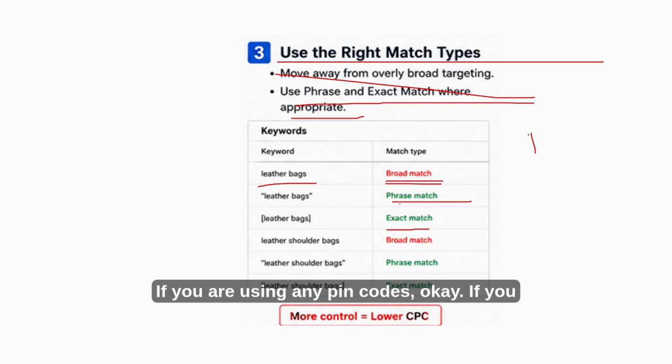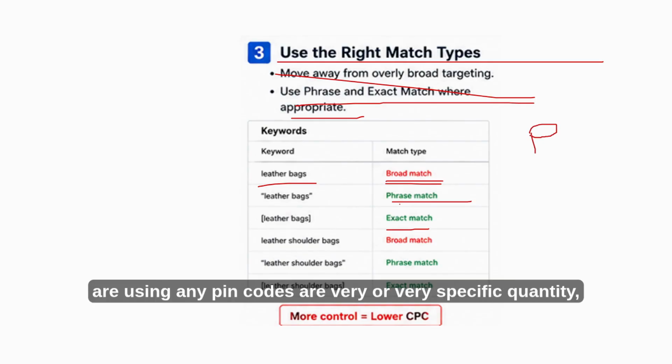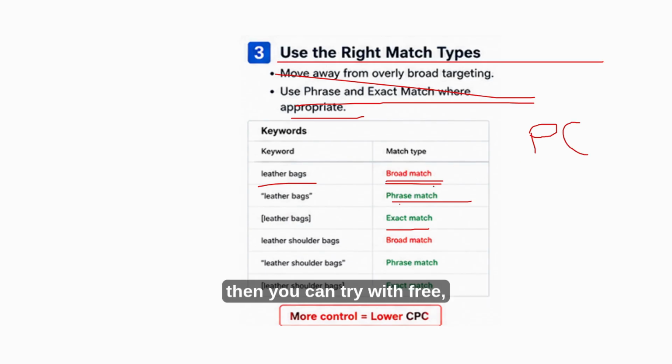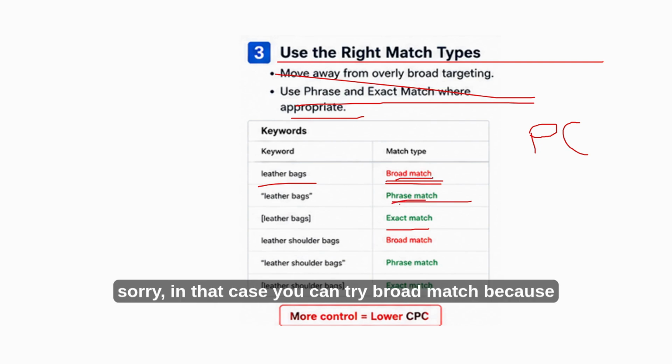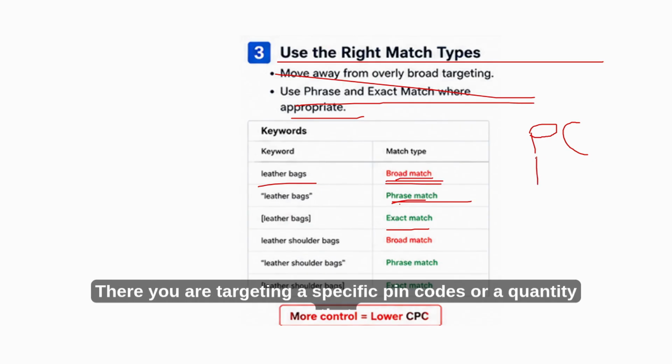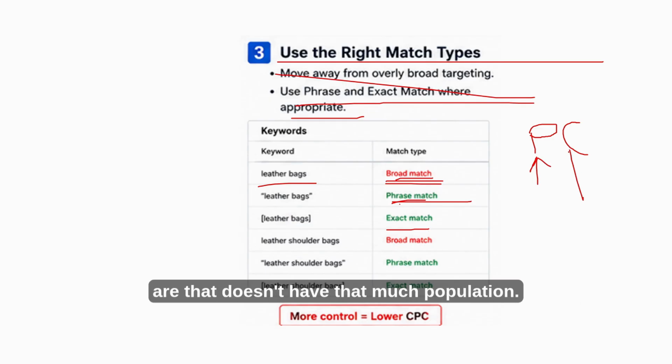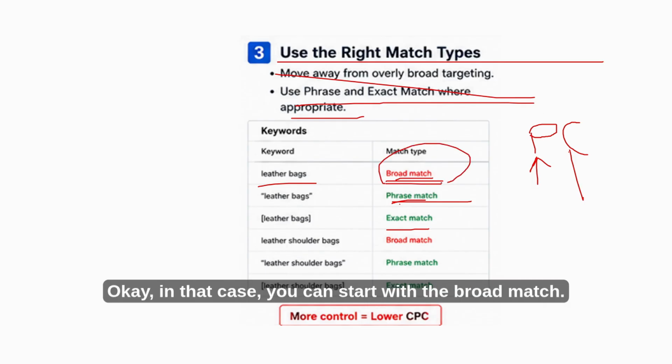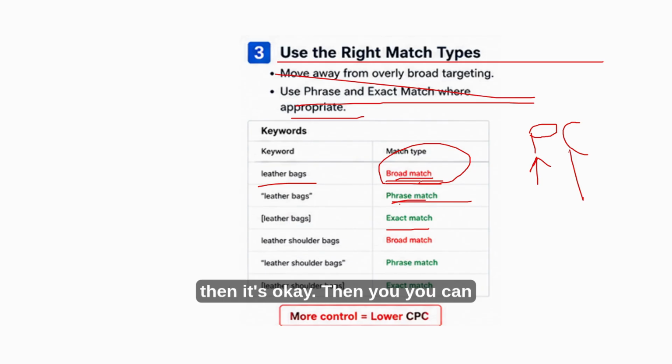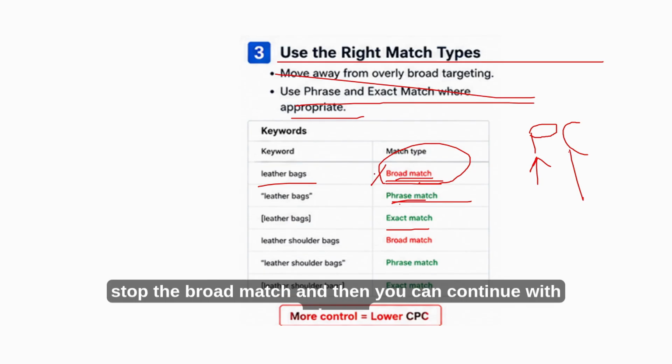If you're using any pin codes, or very specific locations, in that case you can try broad match, because your targeting is very niche. There you are targeting specific pin codes or a county that doesn't have that much population. In that case you can start with the broad match and see the results. If you're getting a lot of impressions and clicks, then it's okay. Otherwise you can stop the broad match and continue with phrase and exact.